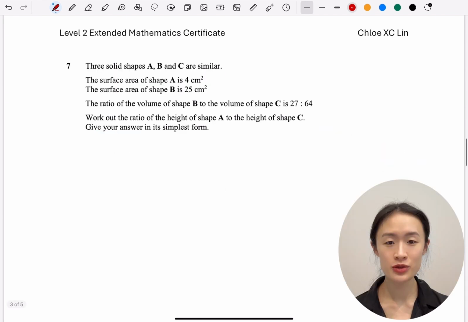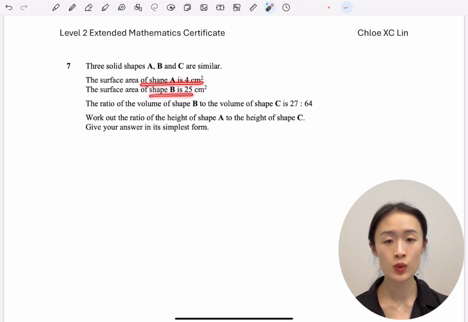Okay, now question 3. Now we have 3 different shapes here, and they are similar, A, B, C. We are told that the surface area of A is 4 centimeters squared. The surface area of B is 25 centimeters squared. The ratio of volume B to volume C is 27 to 64. And we need to work out the ratio of height A to height C.